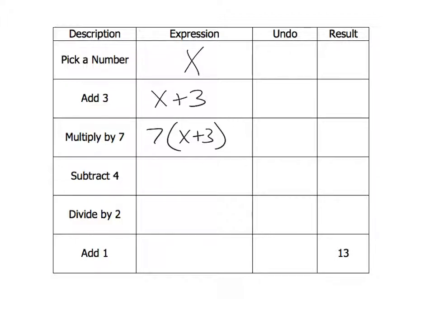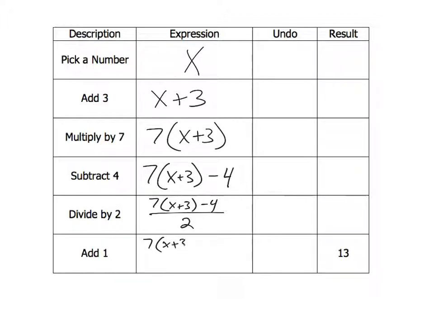I'm multiplying x plus 3 times 7. Then I'm going to subtract 4. So I have this whole thing, 7 times the quantity x plus 3, and I'm going to subtract 4. Then I'm going to divide all that by 2. Okay, I'm going to make a big old fraction here. And then I'm going to take that big old fraction and add 1 to it. So this is the expression that represents Emma's number trick.